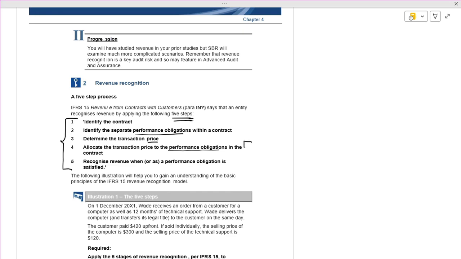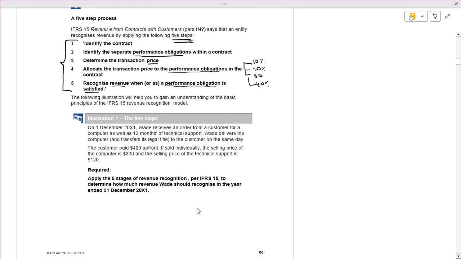That's why I told you that you are doing it in phases: 10%, 20%, 30%, and 40%. Then you should allocate the transaction price to the performance obligations and recognize revenue when the performance obligation is satisfied. Once the performance obligation is satisfied, then only the revenue has to be recognized. This is where the things will work. One by one we will take into consideration and we will follow it.